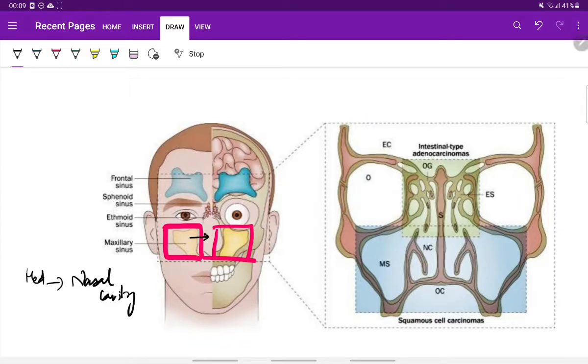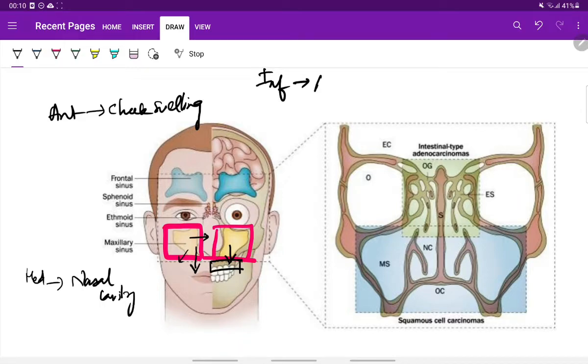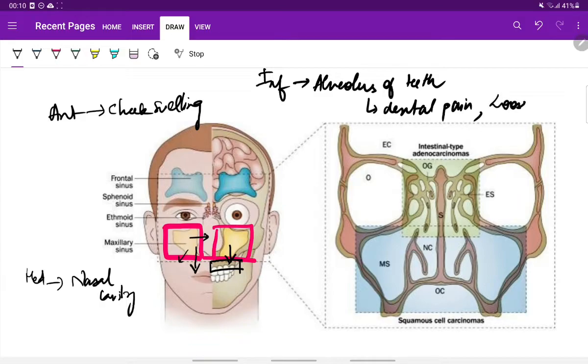Then anterior spread. Anteriorly it spreads to the cheek, causing cheek swelling. If it extends inferiorly, as in this picture, it goes to the alveolus of the teeth, which causes dental pain, loosening of teeth or any ulceration of the gingiva, etc.